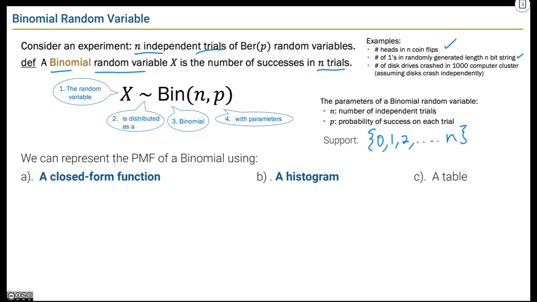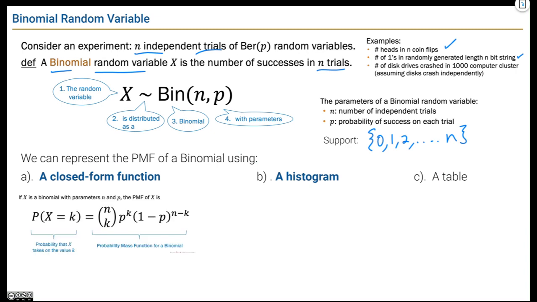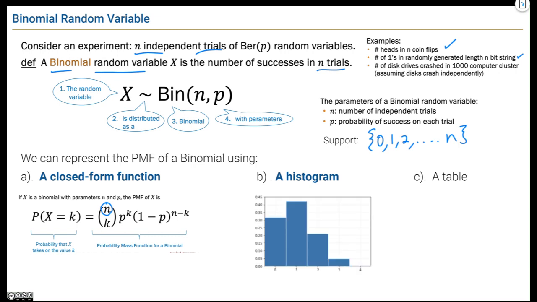And we can represent it, again, in these 3 ways. So the closed form function is going to look really similar to what we had. It's just I'm now leaving n generic in here as well. We can do a histogram. This was a histogram for that previous example, or a table. This was a table just for that previous example. So usually it becomes much more efficient, especially when you have large n, to use the closed form function.